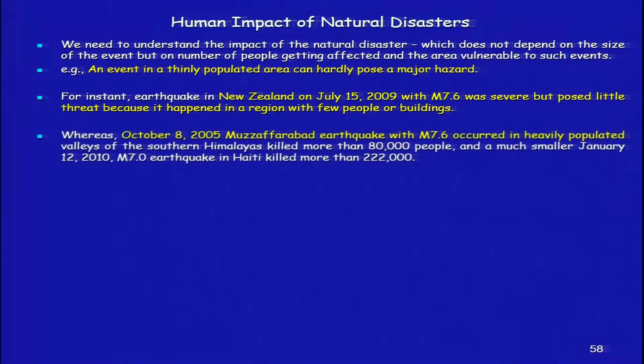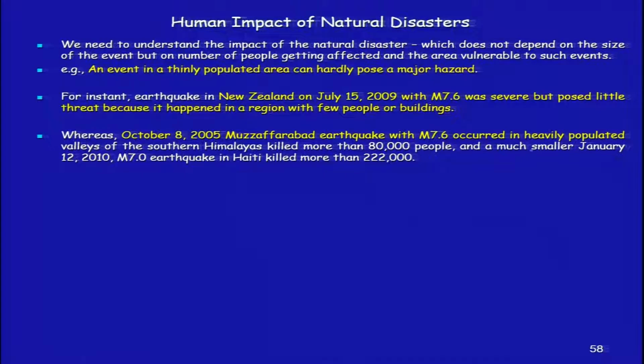Okay. On the other hand, the October 8th, 2005 Muzaffarabad earthquake in Kashmir had a magnitude very much similar, 7.6 here, but it occurred in a heavily populated area. And if you look at the number of people killed, almost 80,000 people were killed.